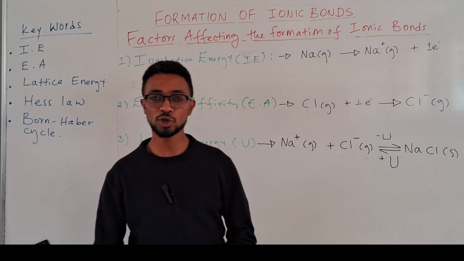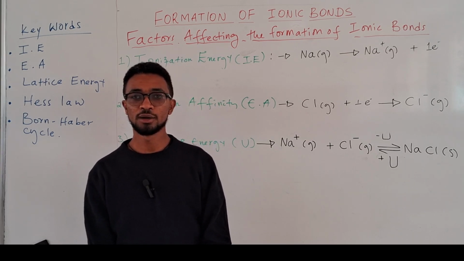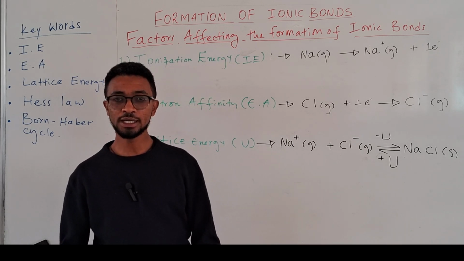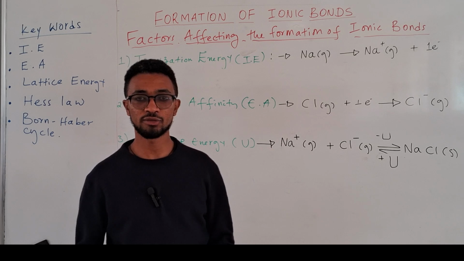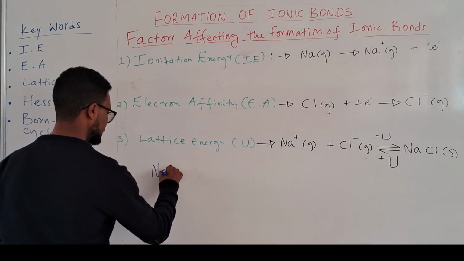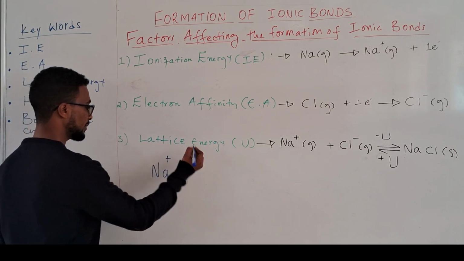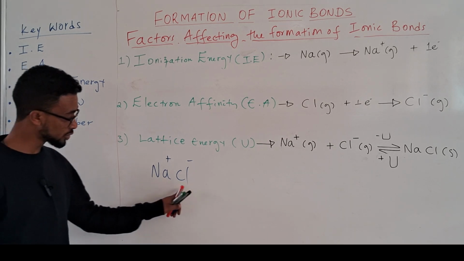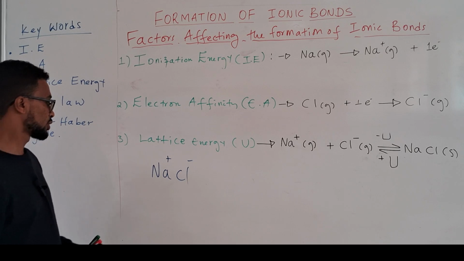In the last video, we talked about ionic bonds. We said that ionic bonds are bonds formed by the complete transfer of electrons. They are electrostatic forces of attraction holding positive and negative ions together. A good example is sodium chloride. Sodium chloride has a positively charged sodium ion and a negatively charged chloride ion. The electrostatic force of attraction between these two ions is our ionic bond.